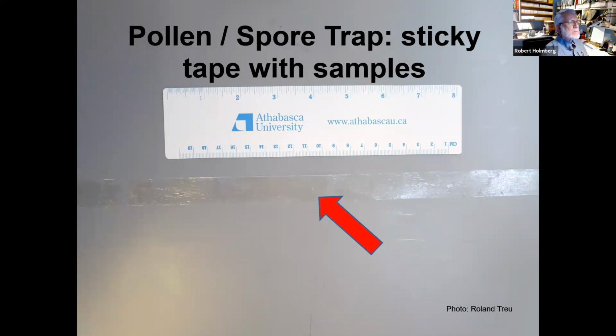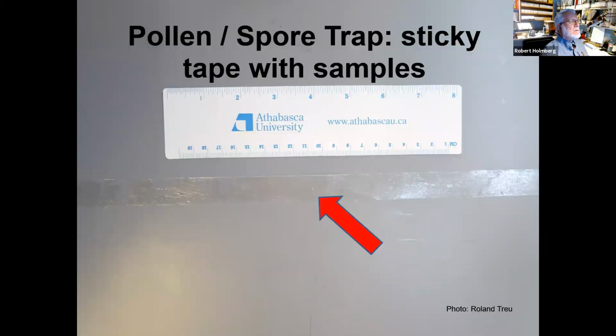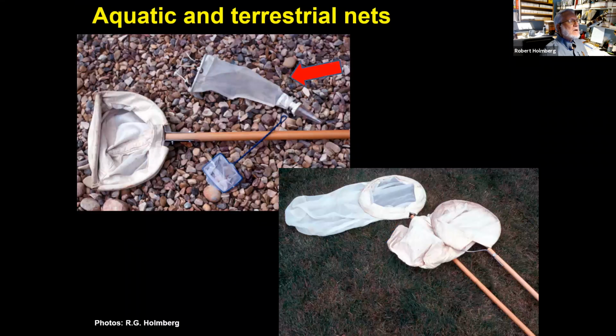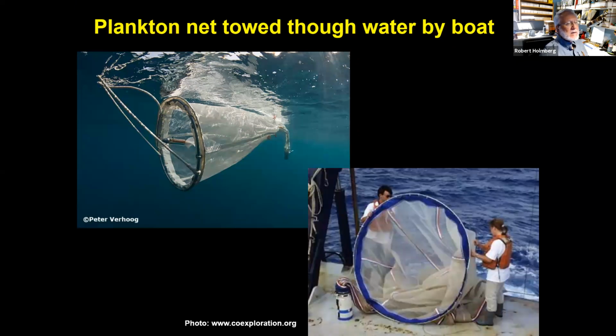Then we talk about various terrestrial and aquatic nets, aquatic ones at the top and the terrestrial ones at the bottom. And we're going to look first at the plankton net, this one on the top. So plankton nets are for collecting zooplankton, phytoplankton, and they're usually towed with a boat or moved by hand through water. And they can be fairly large, like in this photograph at the bottom.